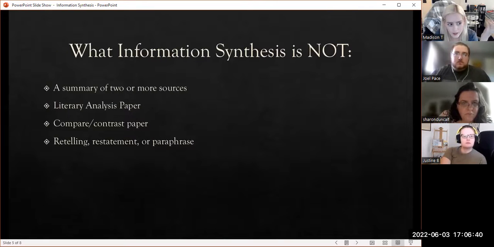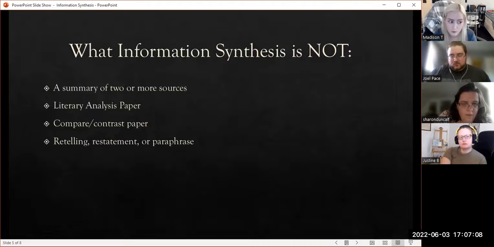So information synthesis is not summarizing two or more sources, because you're inserting yourself as well. And also, it's not literary analysis. I'm sure we've all, for an English class at some point, had to read something and write like a 3 to 4 page paper where we don't need any additional sources. It's just making a conclusion based on analyzing. It's not that. It's not comparing and contrasting, because you're inserting yourself in there as well.